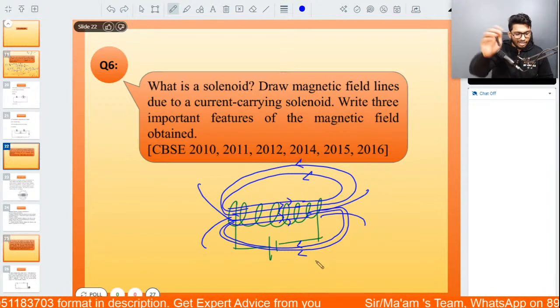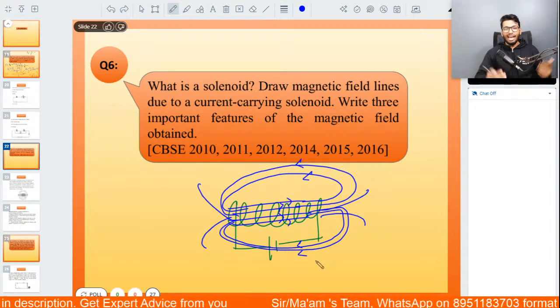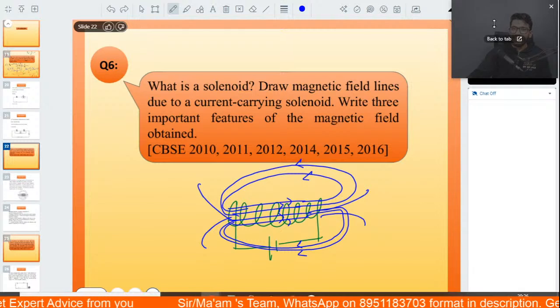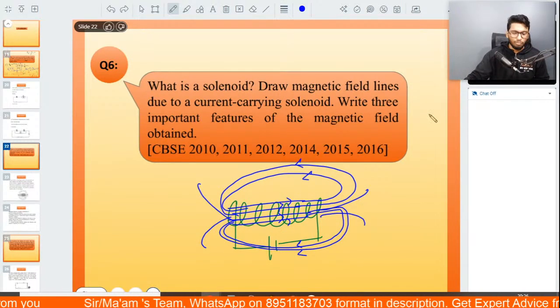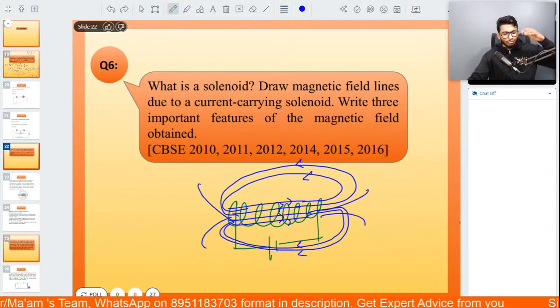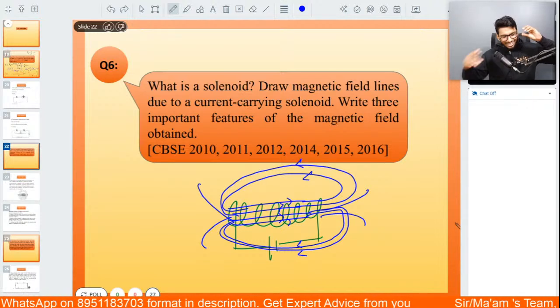They're similar to those of a bar magnet, exactly, Kushagra. You can mention that as one of the important features as well. Any other answers that you can think of, please let me know in the chat box, people. North to south, absolutely. What north to south, Harpreet? Yeah, you have to say that.